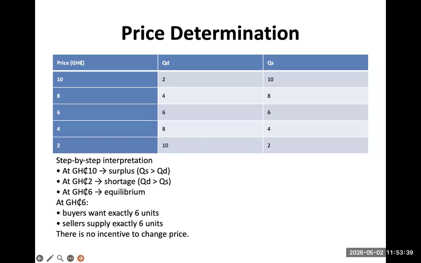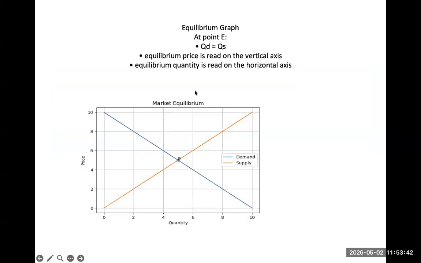Okay. So this can also be represented on a table or on a graph. We said that at equilibrium, quantity demanded is equal to quantity supplied. So when the demand curve equates the supply curve, at point E, you are saying that equilibrium has been established. The equilibrium price is read on the vertical axis, while the equilibrium quantity is determined on the horizontal axis.